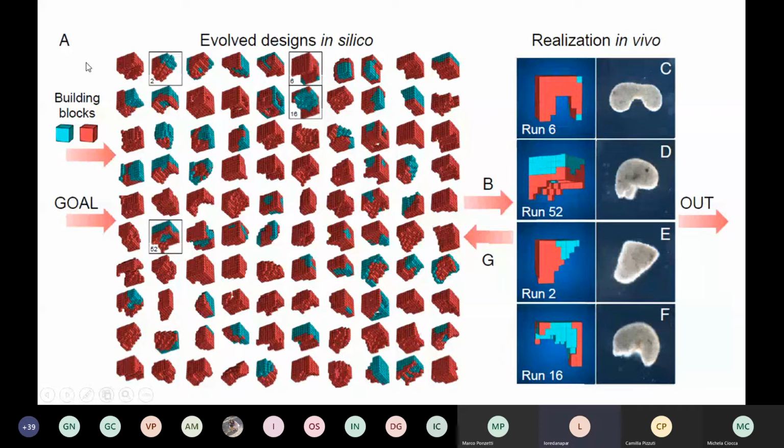Okay, here in this image, you can see a summary of the process that starts principally with the two inputs. In fact, the first input is represented by two types of building blocks, an inert and a contractile part. And the contractile one is necessary for the second input, represented by the goal, which is the motility of the organism. At this point, the input passes through the algorithm, and only the better designs survive and are realized in vivo, as you can see in this part of the image.